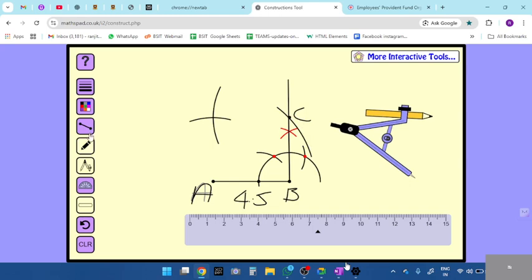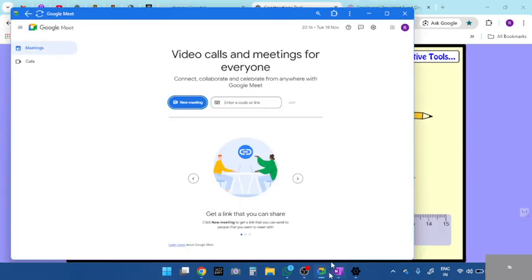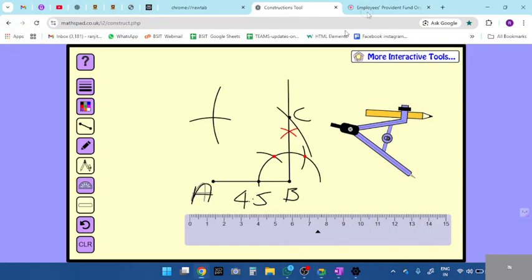Can you respond? What is Bhargavi doing? Is Bhargavi online? Hmm. Did you understand, Bhargavi? Because suddenly in between you leave the meeting. You didn't leave, right? Okay.